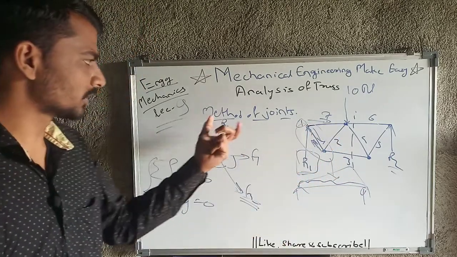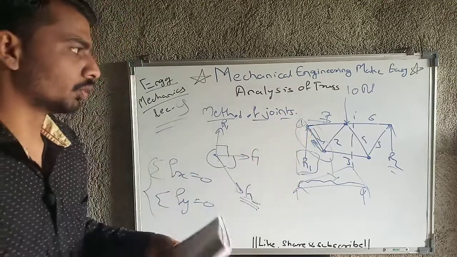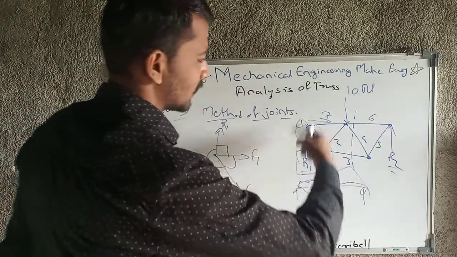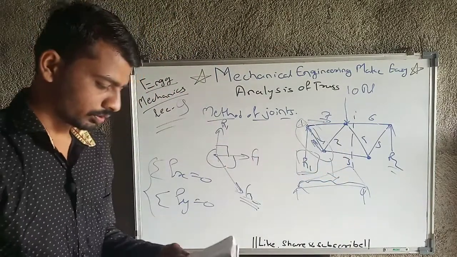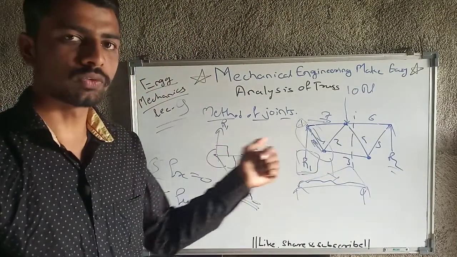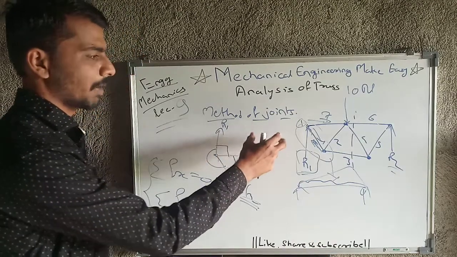So this is the whole process of the method of joints. I will clear it for you within 1 minute, okay. Firstly, consider the FBD of the whole truss, okay, but before that check the equation n equal to 2j minus 3, that is the stability of the truss.